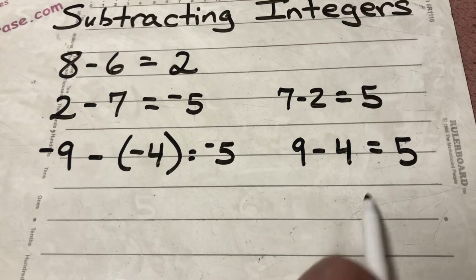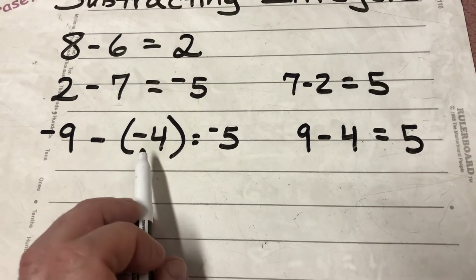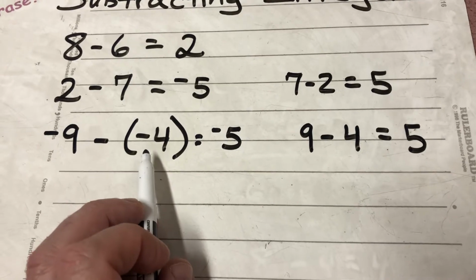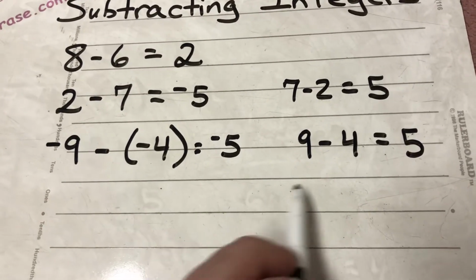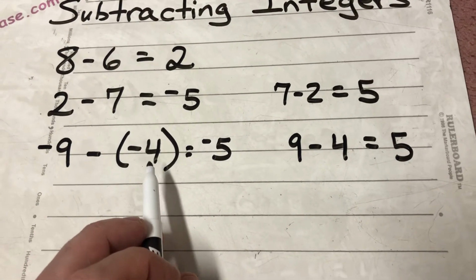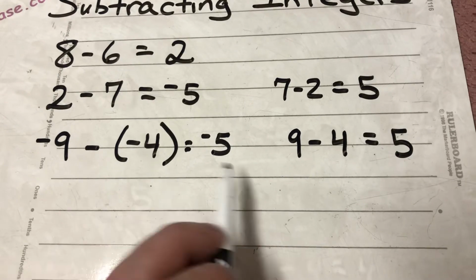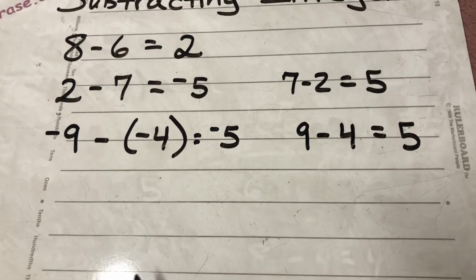So sometimes it's important to think, what do I think about? When I subtract a negative, I'm actually adding, which means I'm getting closer to 0 from negative 9, but I'm not adding enough to get all the way to 0. I'm only really adding 4. I'm only getting to negative 5. So I can think 9 minus 4 equals 5.